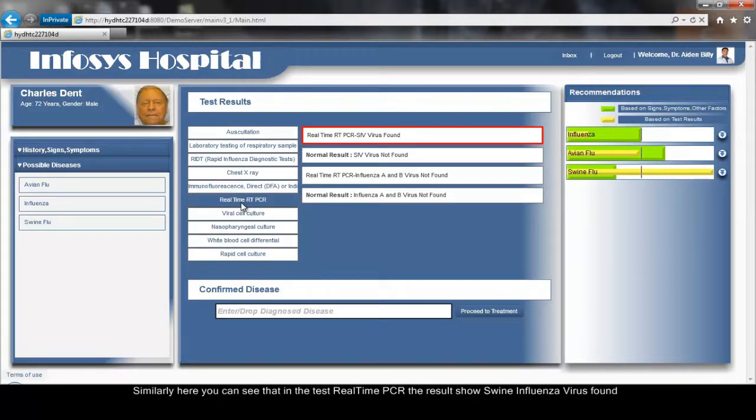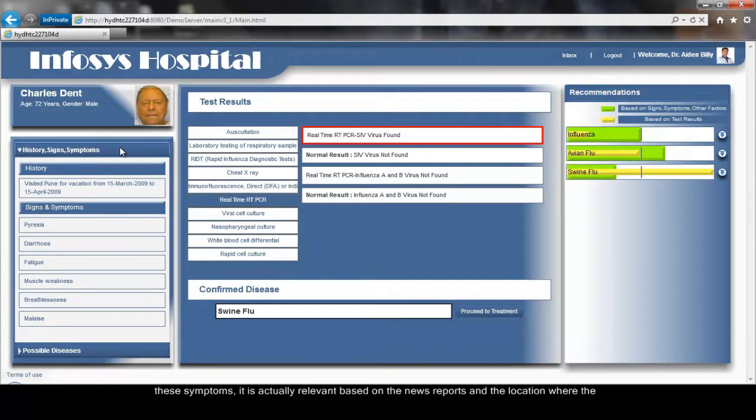Similarly, here you can see that in the test real-time PCR, the result shows swine influenza virus found, which is flagged as the normal value would indicate virus not found. Based on all this data, the doctor seems to have confidence that the disease is swine flu, and he confirms it. At this point, the system is going to learn that even though it does not identify swine flu based on these symptoms, it is actually relevant, but based on the news report and the location where the patient traveled.